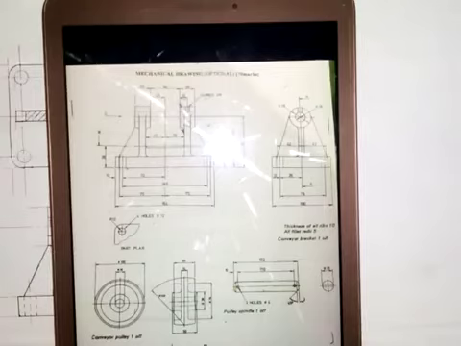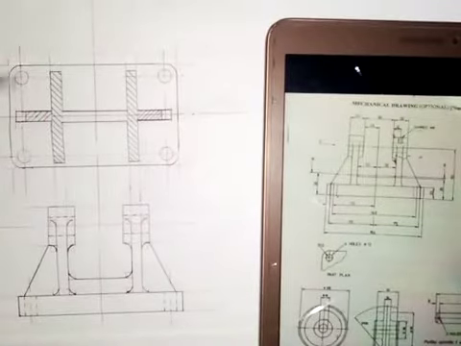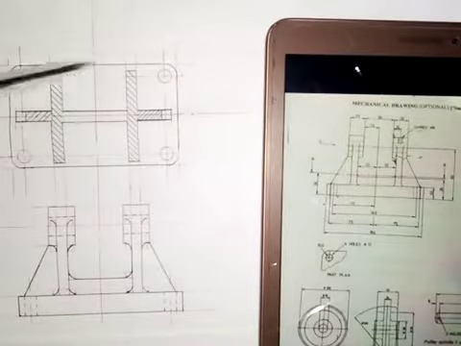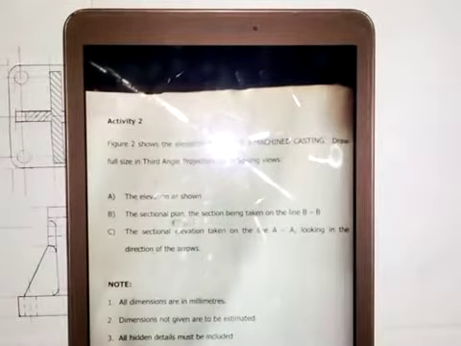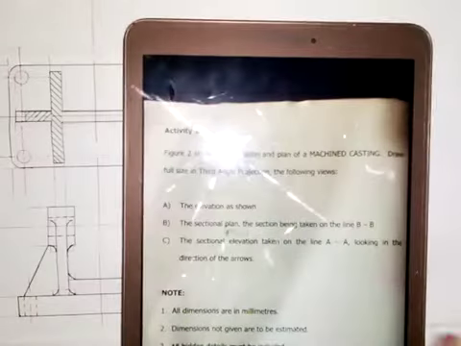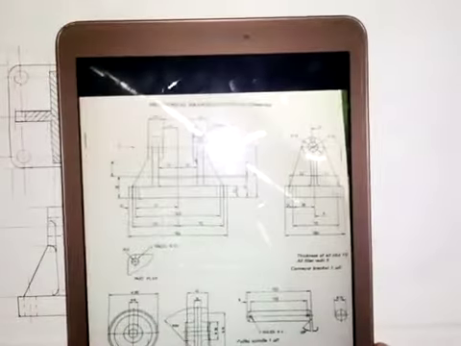We're going to continue from where we stopped on this mechanical drawing. We've answered questions A and B that ask us to draw the given front elevation and the sectional plan. So I now want to answer question C that says we should draw the sectional elevation taking on the line AA, looking in the direction of the arrows. So where is the arrow that they are talking about?